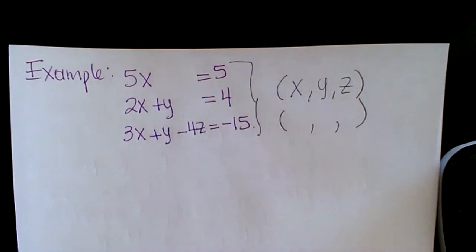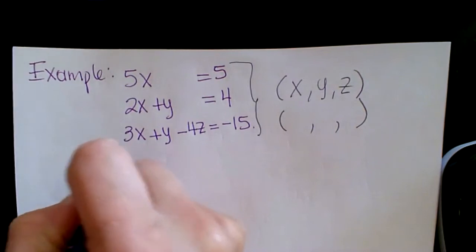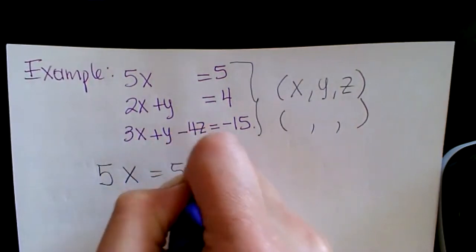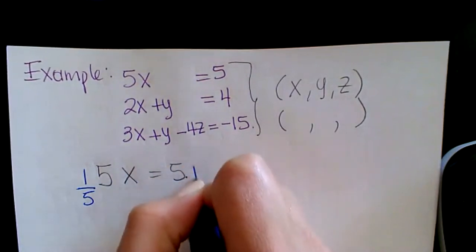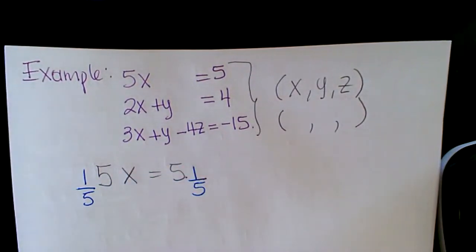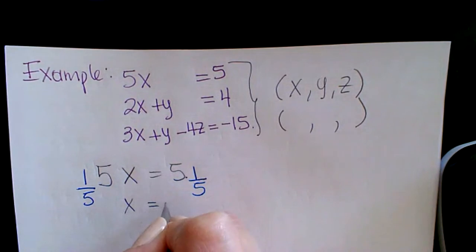So first, I'm going to take the first one, because I'm going to get my x from there. So how do I do this? We know by making a 1, multiplying by the reciprocal. So x is equal to 1. All right, I just found x.